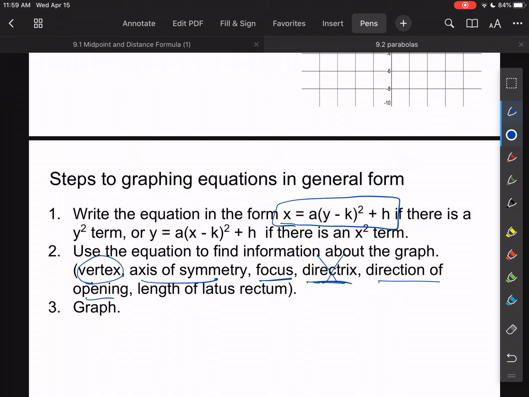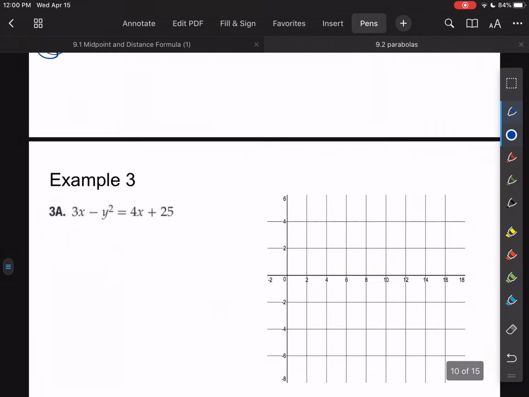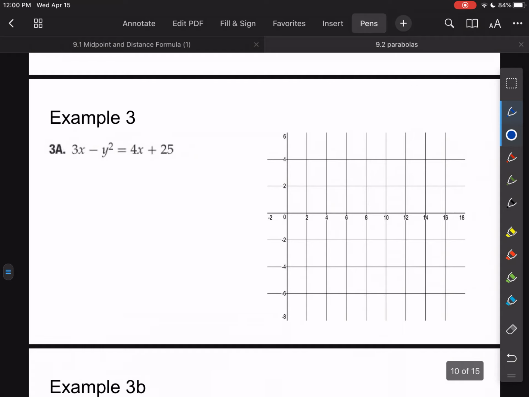When we know all that, we can easily graph it without using any XY tables. If you want to use an XY table, there's nothing wrong with that, but you will have to know how to do these things for a couple of the questions on your test. So example 3 shows us this. Make sure you make this fix: this should be a Y on your notes. This is example 3.